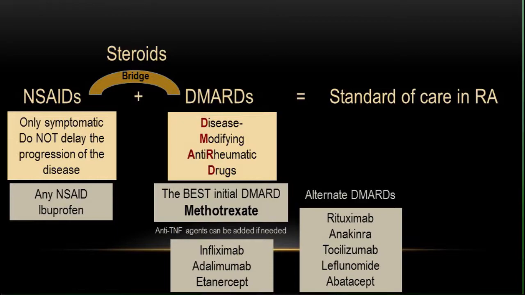Give me some examples. Any NSAID. Ibuprofen is probably the most commonly used one. For DMARDs, give me an example. Well, the best and initial DMARD is methotrexate. Methotrexate, Rheumatrex, is the most commonly used medication for rheumatoid arthritis. But you can combine it with a tumor necrosis factor agent, which is a newer DMARD called the biologic DMARD. Like what? Infliximab, adalimumab, etanercept.